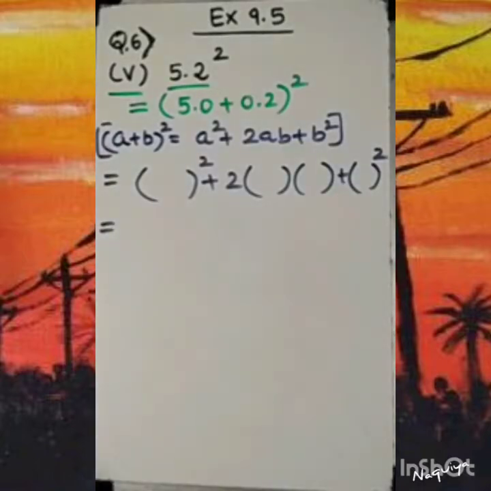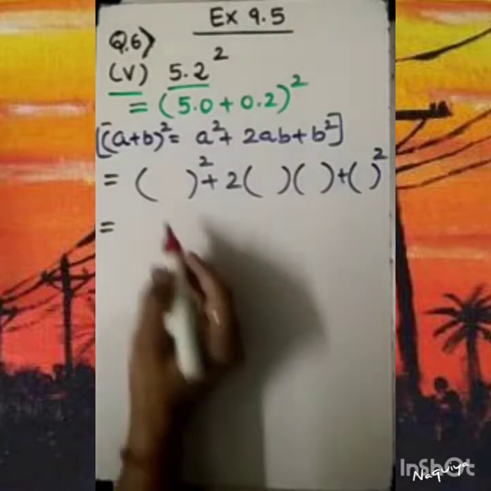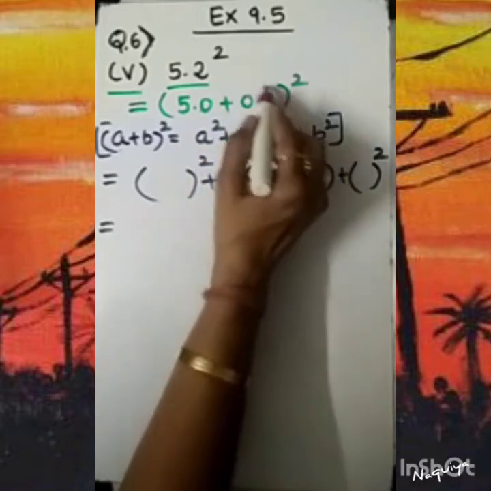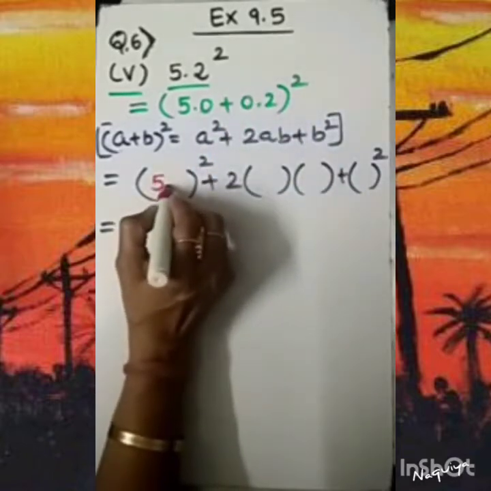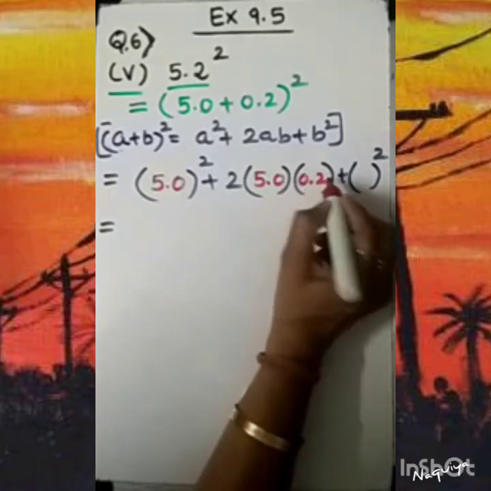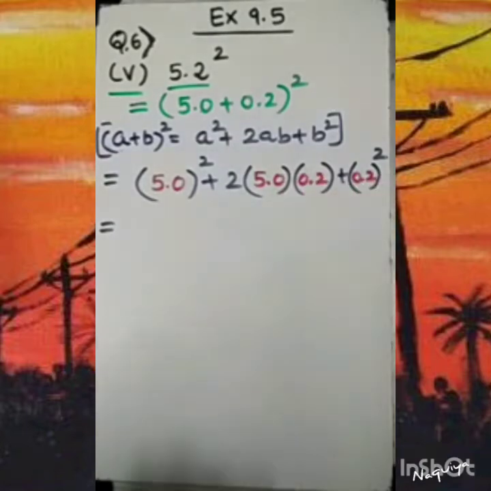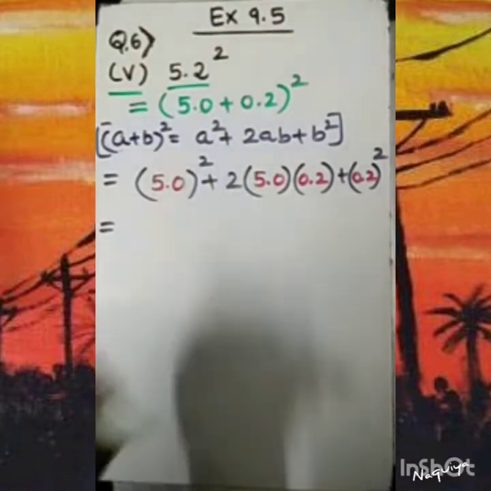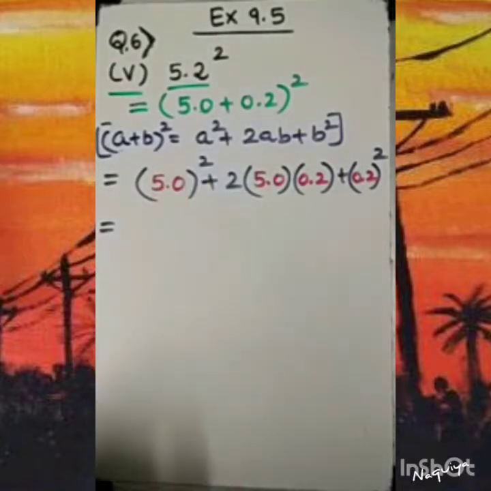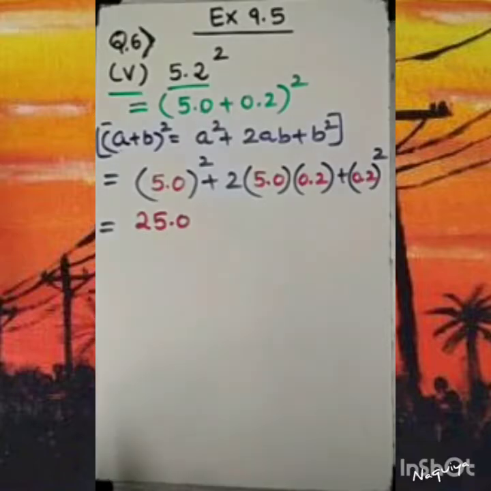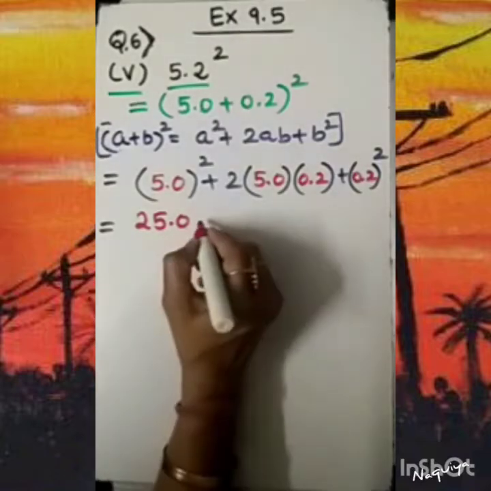Now what is a? According to this, what is a? Let me drop the value of a. If we compare, this is a and this will be b. So here I need to write a, here it is b, and this is also b. Clear to you? So let's simplify. 5.0 square means 5 square, 5 into 5, 25.